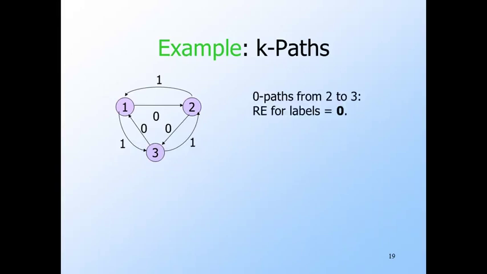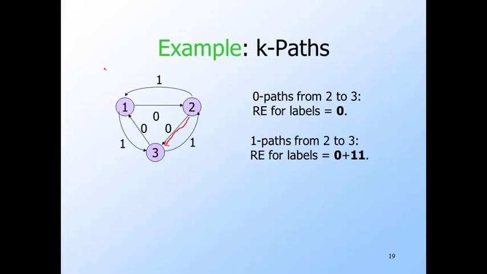The 0 paths from state 2 to state 3 are the language of the regular expression 0. The reason is that we can only follow an arc from 2 to 3, and there's only one, the one that has label 0. That's the 0 that describes the only path that gets us from state 2 to 3 without going through any other state. The 1 paths from 2 to 3 can go through state 1, but not through 2 or 3.